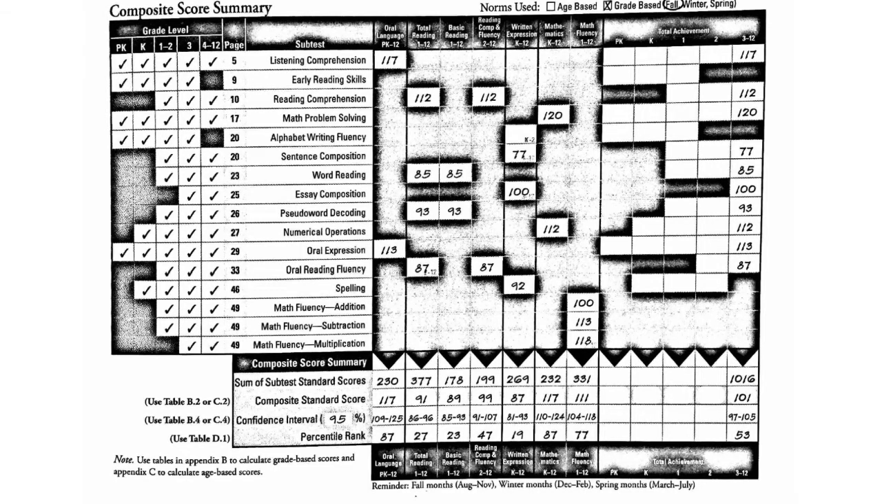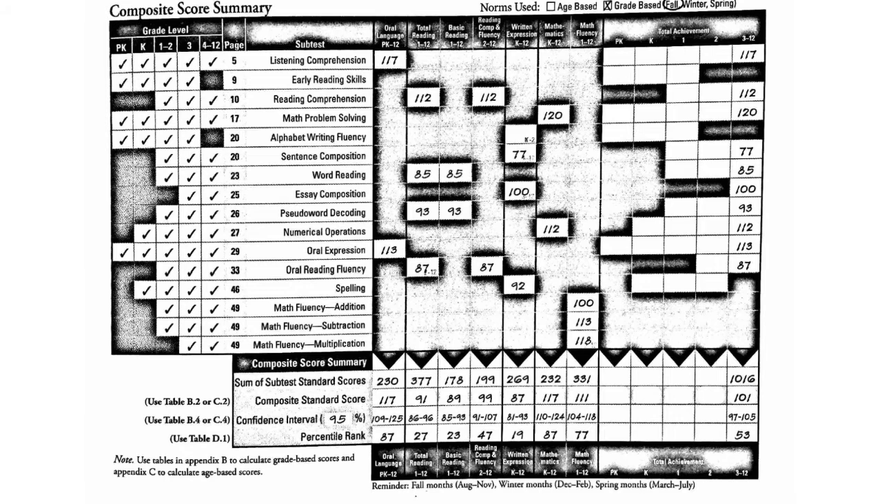So here are all the subtests. Again, I'm not sure if you could see my mouse. So we'll just start by talking about the subtests that start with listening comprehension and go all the way down through math fluency and multiplication. Okay, so you can see all the subtests there, and then you can see the subtest standard scores.